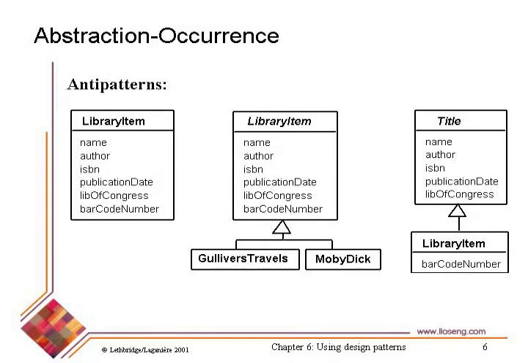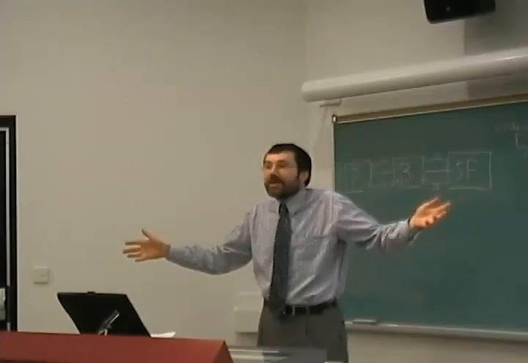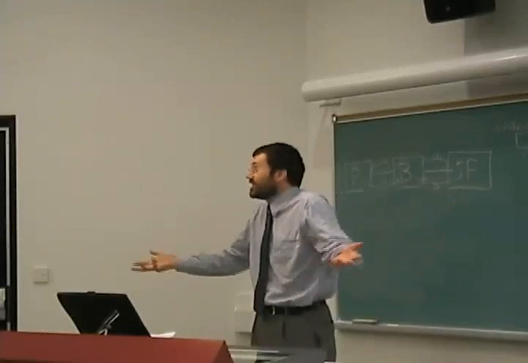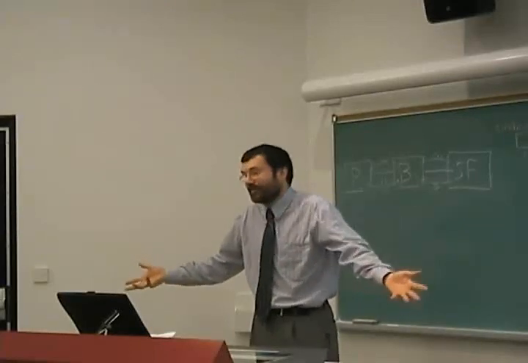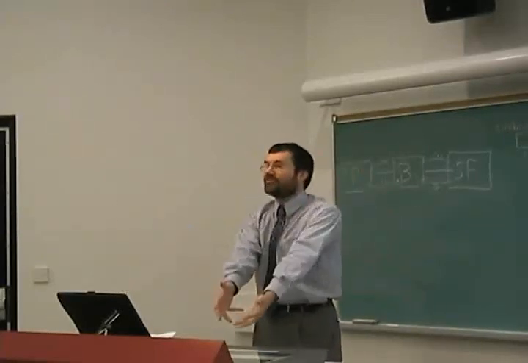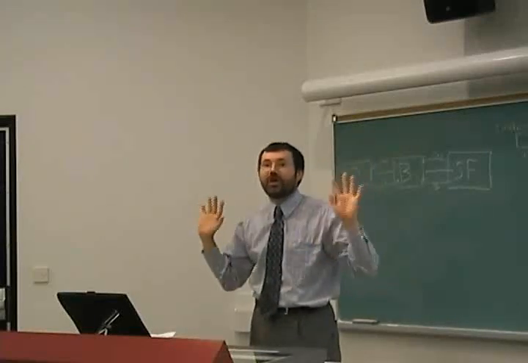Second anti-pattern, second mistake, a very common mistake by naive beginners: make subclasses, Gulliver's Travels, Moby Dick, of library item. We've already talked about this being bad. These are instances. Every single time I have to buy a new book for the library, I have to program a new class. That's stupid. So it's obviously the wrong answer. But I will find some people doing that.